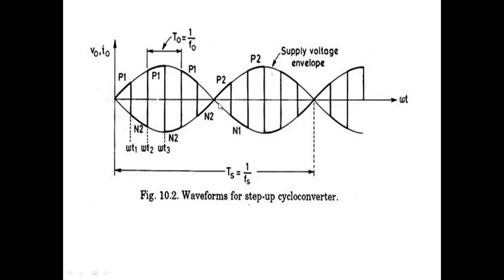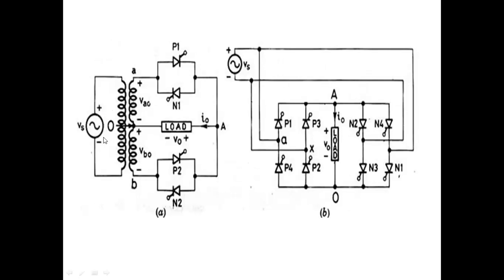Now come to the negative cycle. From pi to 2 pi, it will be the negative cycle. In the negative cycle the polarity is changed. Now this is minus and this will be plus. If it is minus, which one is forward biased among these two thyristors? N1, sir. Okay, N1. Among these two, if it is positive, which one is forward biased? P2. That means from pi to 2 pi, N1 and P2 will be forward biased. P1 and N2 are reverse biased.